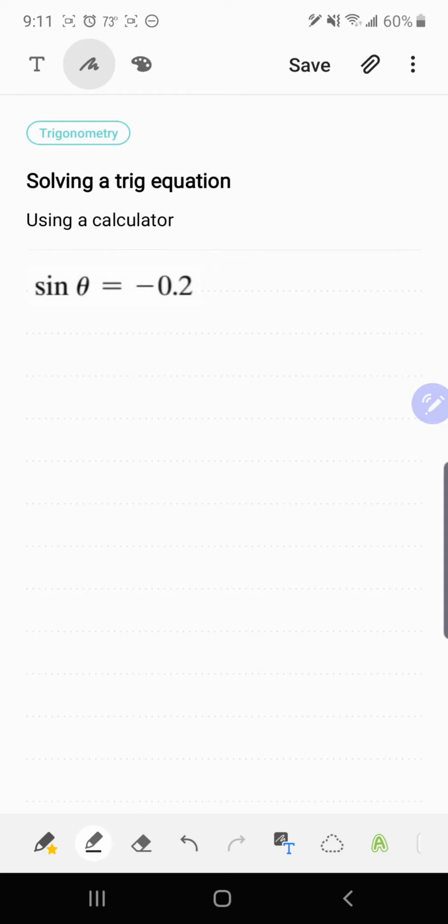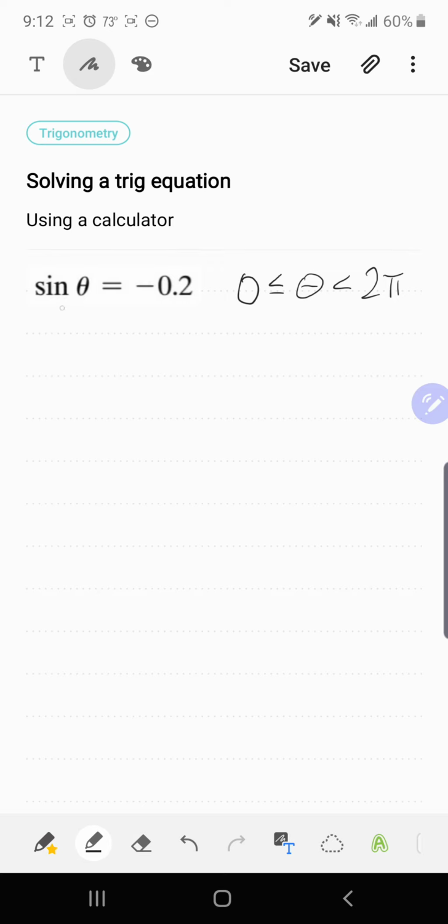All right, in this example, we're going to be looking at solving a trig equation using a calculator. So in this equation, we have sine theta equals negative 0.2, and the instructions do specify that we're going to solve on the interval from 0 to 2 pi. So any angle between 0 and 2 pi that satisfies the equation, we're going to have to give as a solution.